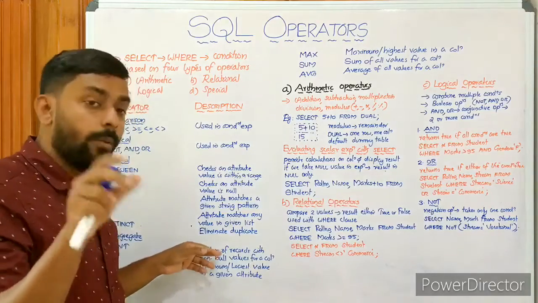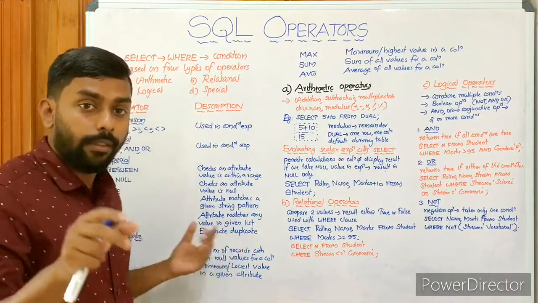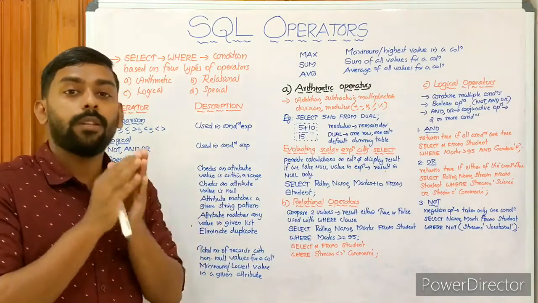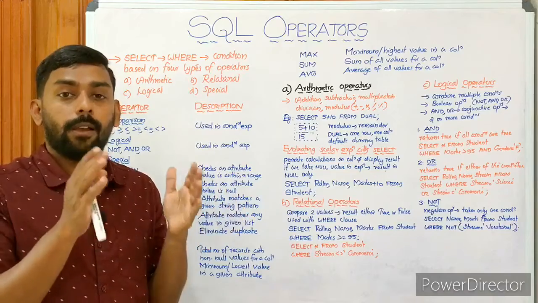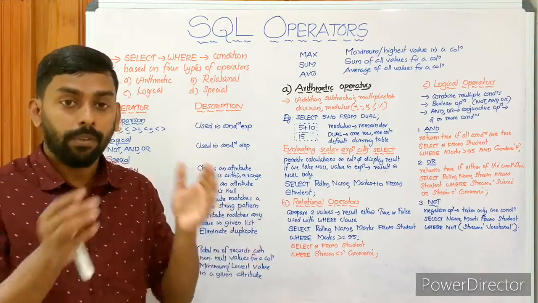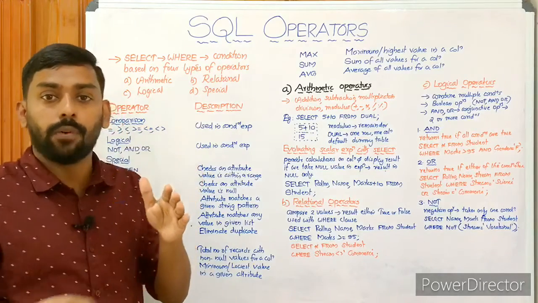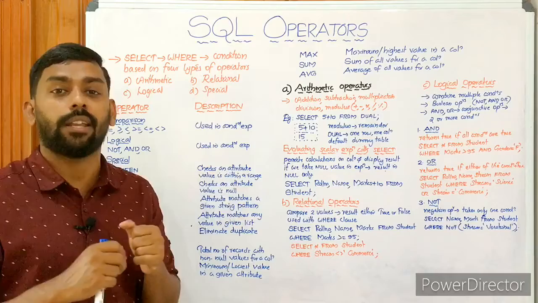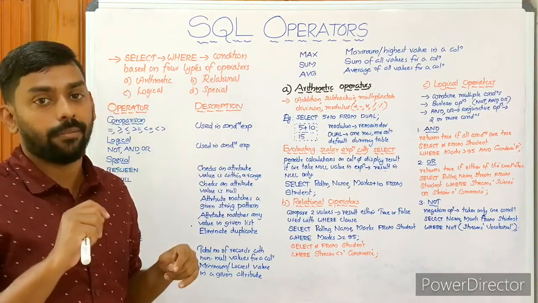Only values will be taken. Okay, so count returns the total number of records with a non-null value for a column. Count means counting the total number of values. For example, count of name: suppose there are 30 names, it prints 30. It works on the entire column name, checks 1, 2, 3, 4 up to 30, and returns only one value, that is 30.